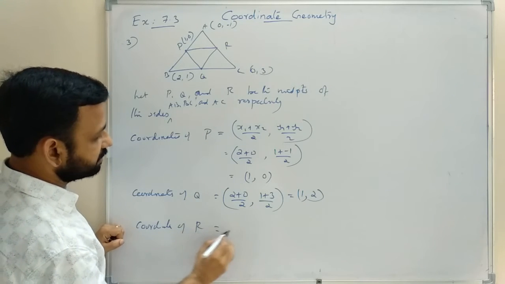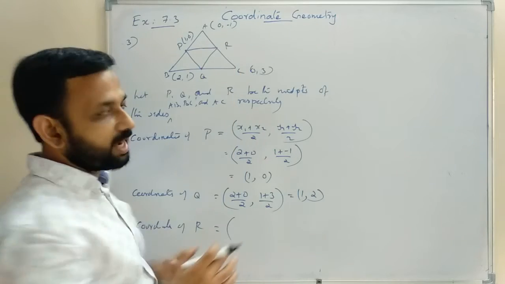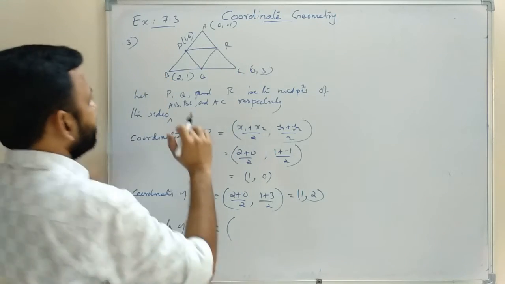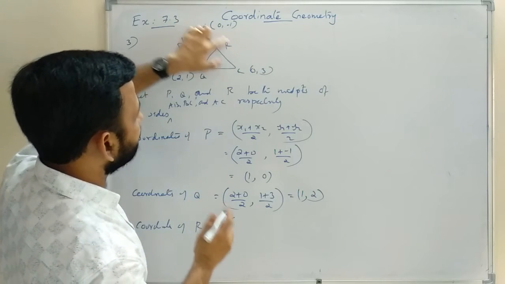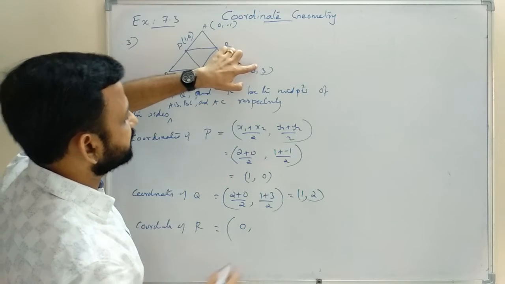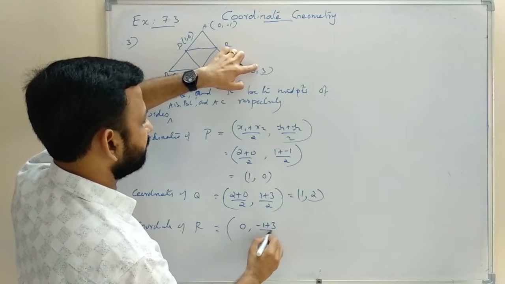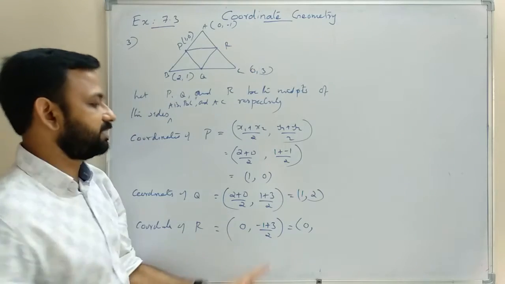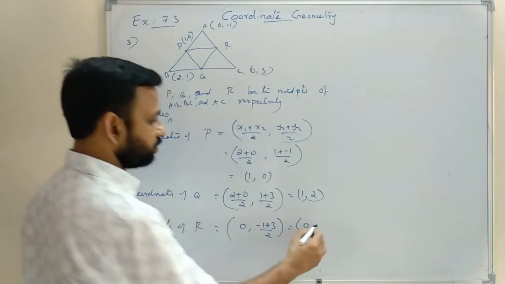When we find the coordinates of R, R is the midpoint of AC. So we can find the coordinates of R. (0 plus 0) upon 2, that is 0 only. Then (minus 1 plus 3) upon 2, that is equal to 0. Minus 1 plus 3, 3 plus minus 1, that is 2. 2 by 2, that is 1.